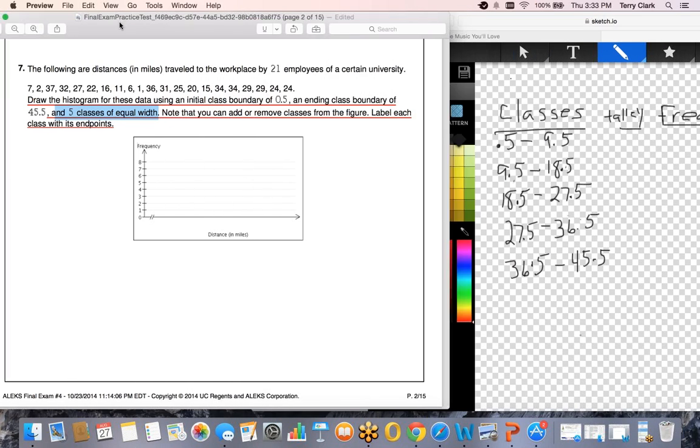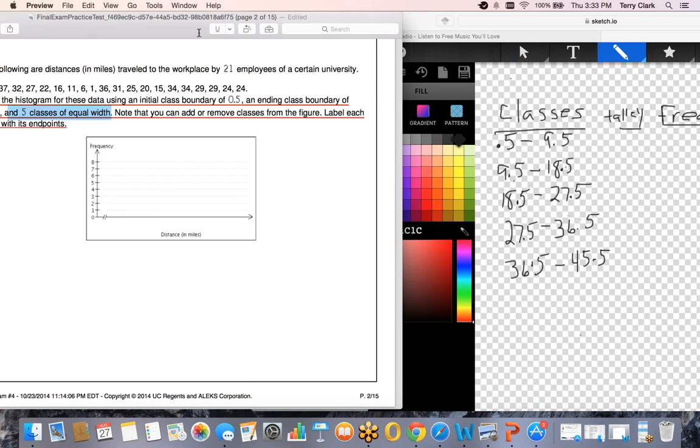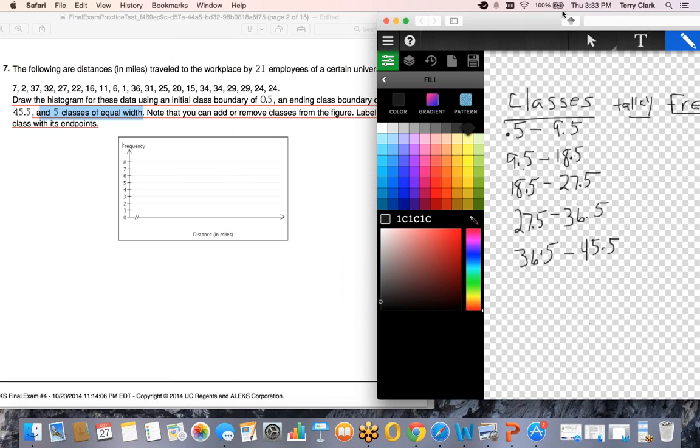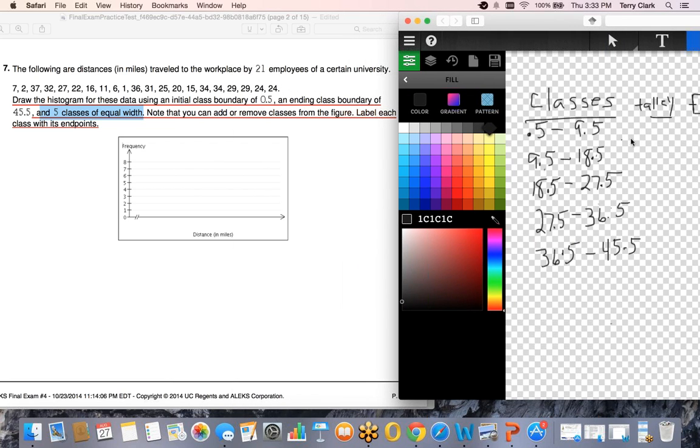Okay, so we're going to look at the tallies to get this done. The first one is, that's not fair. Move that over a little bit. There we go. Okay, so the first one is 7. 7 is in between 0.5 and 9.5, so we can scratch that one off. Then the 2. The 2 is in between 0.5 and 9.5, so we're going to make a tally there for that. The 37 is in that last class, between 36.5 and 45.5.